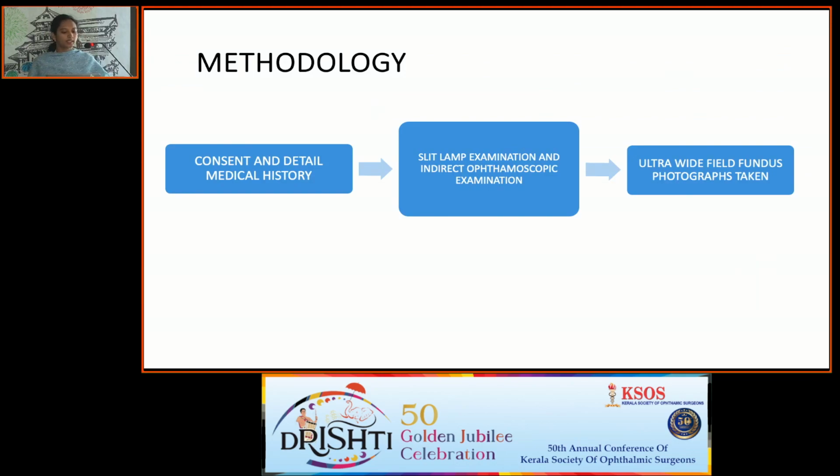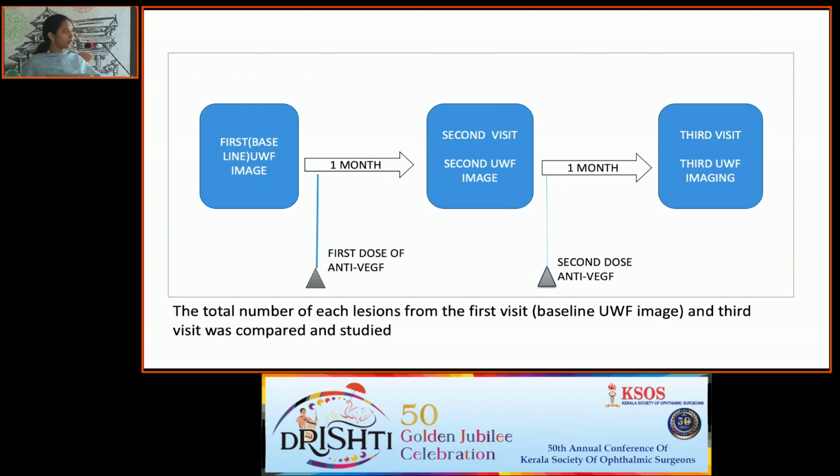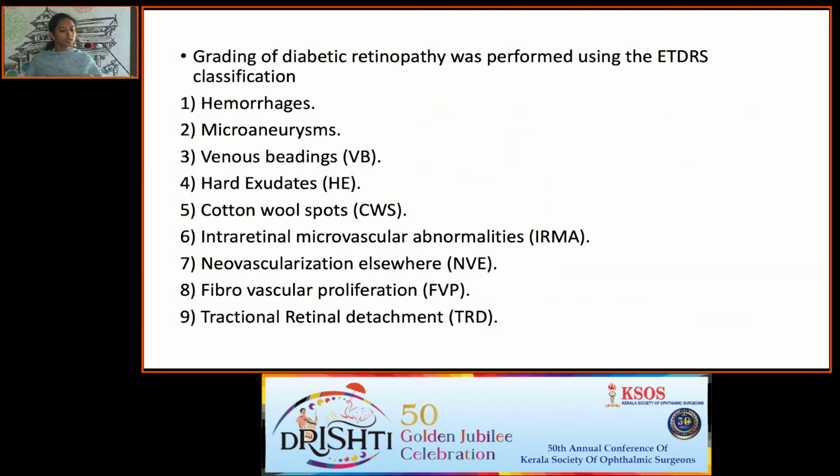Methodology: consent is taken from the patient, and after a detailed medical history, slit lamp examination and indirect ophthalmoscopy are done. Sequential ultra-wide field fundus photographs are taken. The first photograph is taken when the patient is treatment naive, the second 1 month after the first dose, and the third 1 month after the second dose. A total of 3 photographs are taken for each patient. The grading of diabetic retinopathy is based on the ETDRS classification.